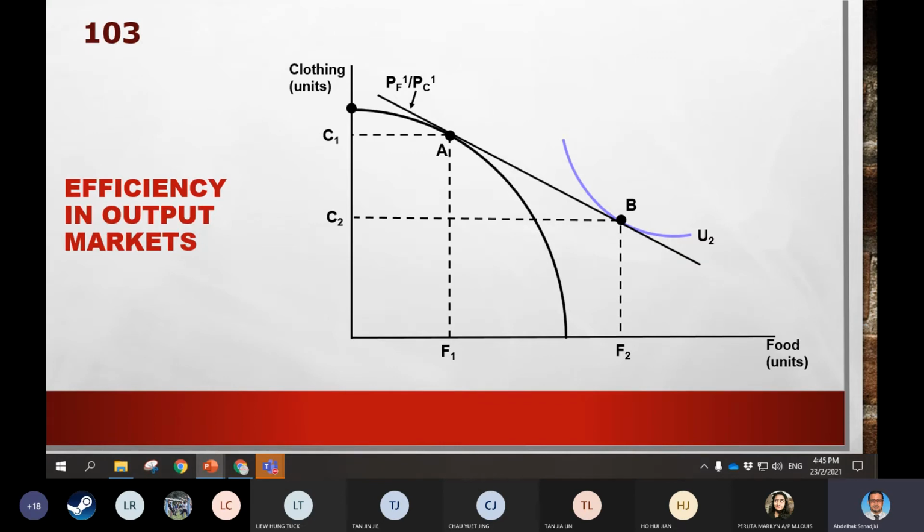What does it mean? This encourages firms to produce more food and reduce production of clothing, meaning shifting the inputs, which are labor and capital, from producing clothing to producing food. And this keeps going until it reaches the indifference curve of consumers. You can notice one thing here.